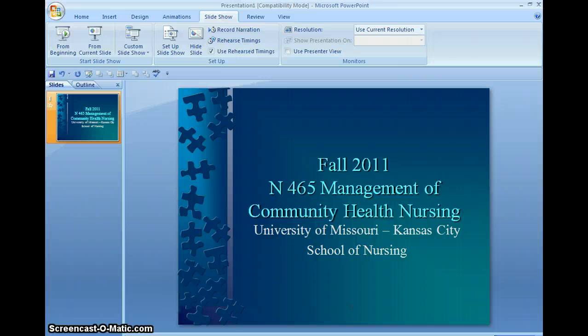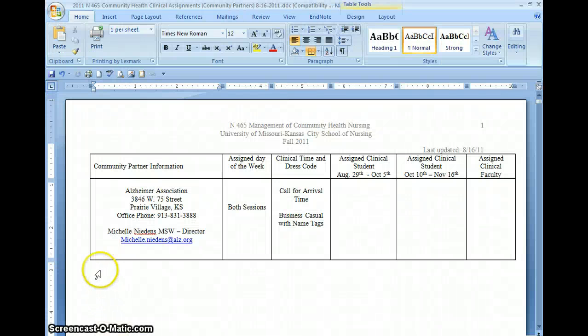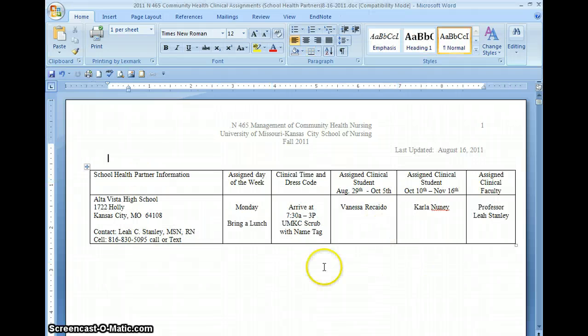The next thing I want to talk about is that there are a tremendous amount of assignments, and there are obviously the community partners as well as the school partners, and all of us are assigned to different ones, and we can talk about that as we go along next Tuesday.